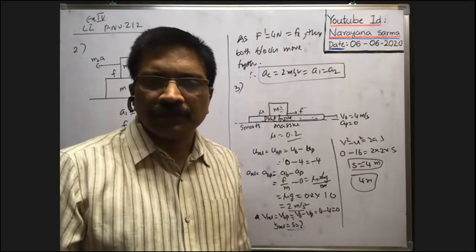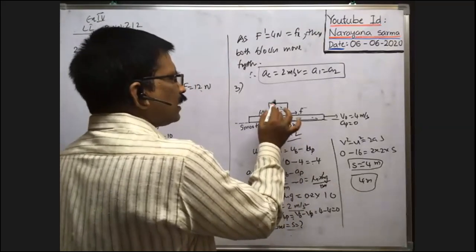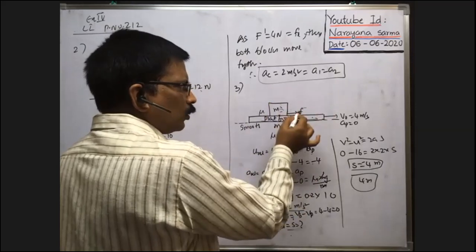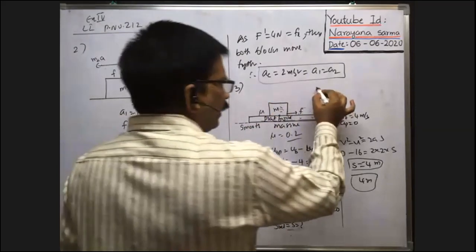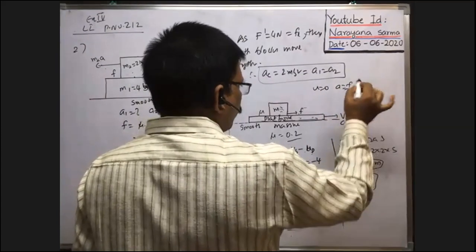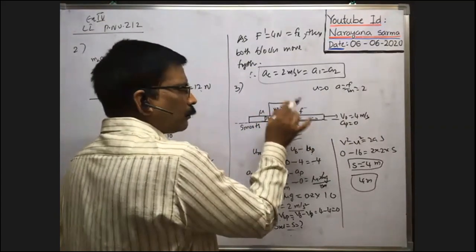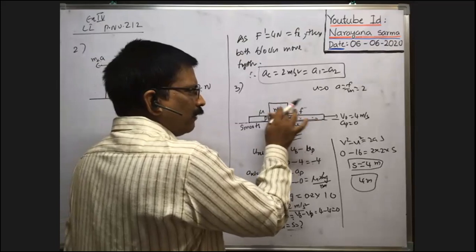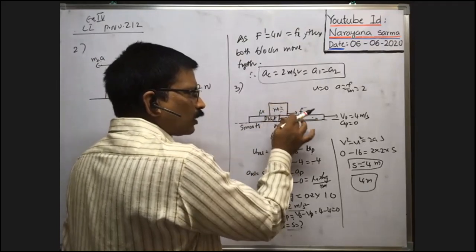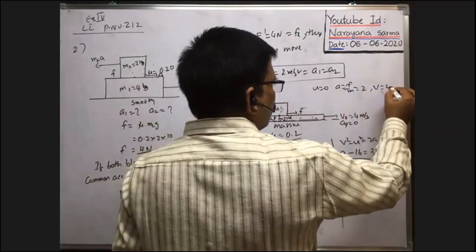When you consider this block alone, the initial velocity is 0 along this direction. The acceleration, because of the friction only, is F by M, which is equal to 2. Whenever the velocity of this block is equal to the velocity of the platform, up to that point only the block will slide. Then there is no sliding of the block over this one. Both travel with the same velocity like this. That's why the final velocity of the block becomes 4.